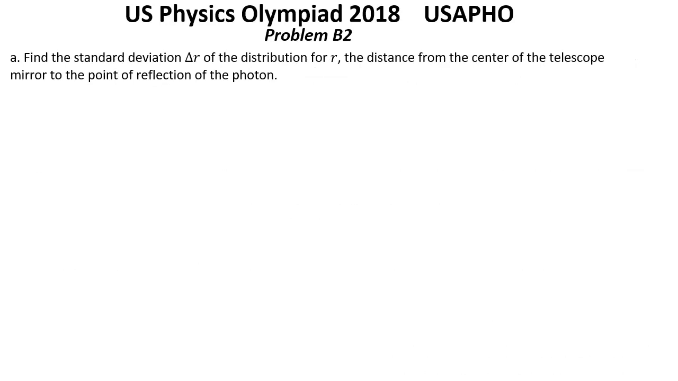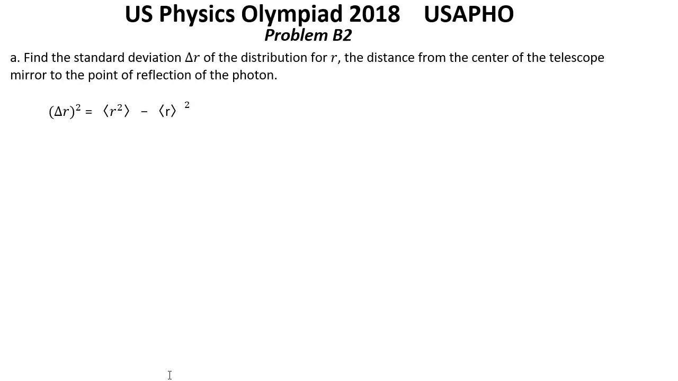Solution for problem B2, question A. Find the standard deviation delta R of the distribution for R, the distance from the center of the telescope mirror to the point of reflection of the photon. Solution. The square of the standard deviation is the variance, so we have delta R squared equals the average value of R squared minus the square of the average value of R.